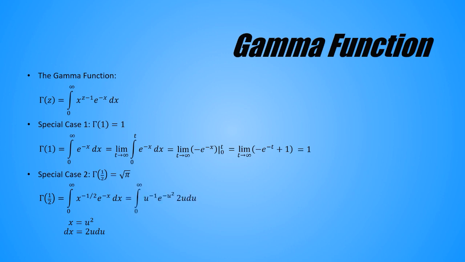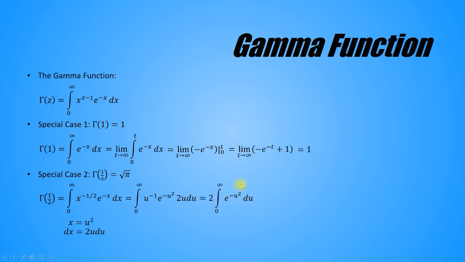And here's what I get when I make the substitution. If I put u squared in for x right here, I get u to the negative 1. If I put u squared in for x here, I get e to the negative u squared. And dx equals 2u du, which goes right here. Now this u to the negative 1 will cancel with this u right here, and this 2 can go in front of the integral. So here's what I get when I do that.